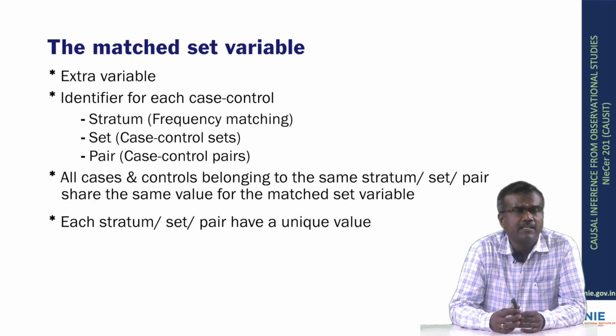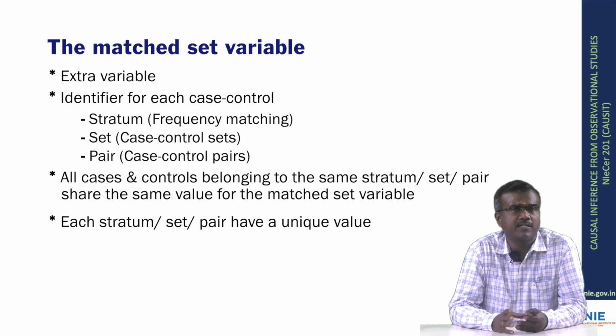The link is the extra variable that has to be there in the data set. It is an identifier for each of the case control or exposed and unexposed strata when it comes to frequency matching, and a set when it comes to case control sets.